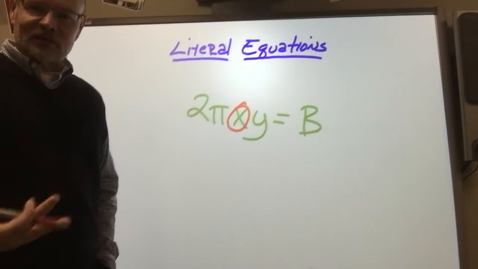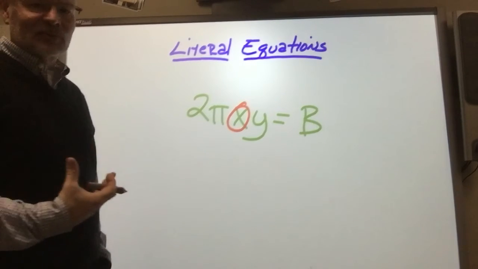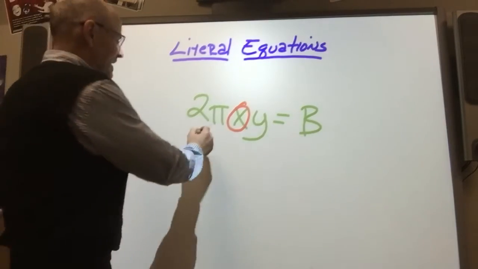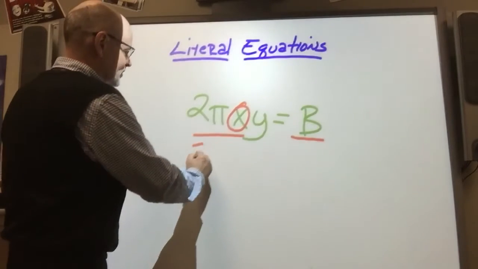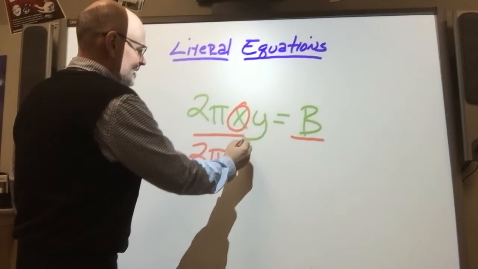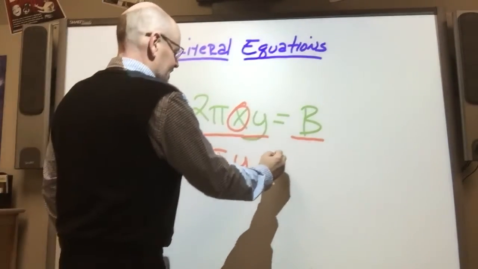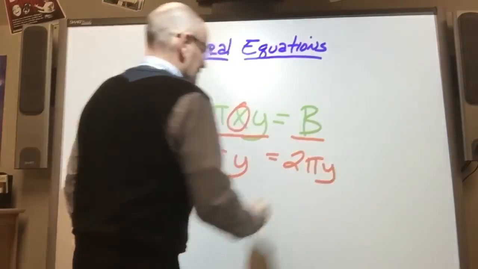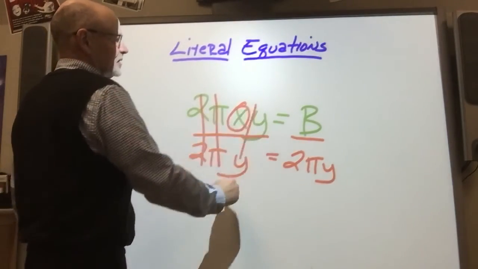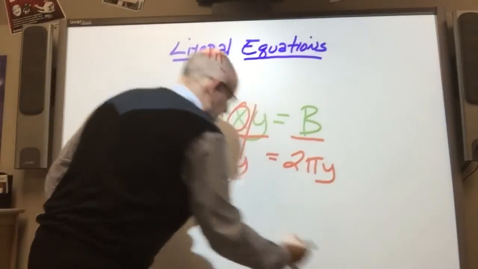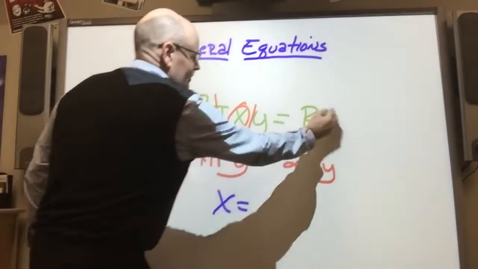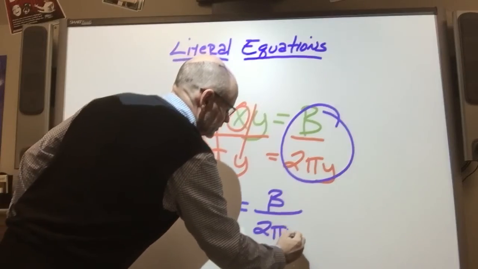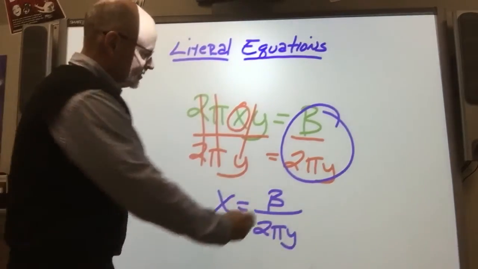So what I can do is the inverse operation. I want to get x by itself. This is all multiplication, so I'm going to divide by everything I don't want. I don't want the 2, I don't want the pi, I don't want the y. So I'm going to divide this side by 2 pi y, and I'm going to do it to this side as well. Those all simplify. Allows me to bring down my x by itself. And I'm simply going to leave that the way it is. b divided by 2 pi y. Nothing here can simplify, so this is my final answer.